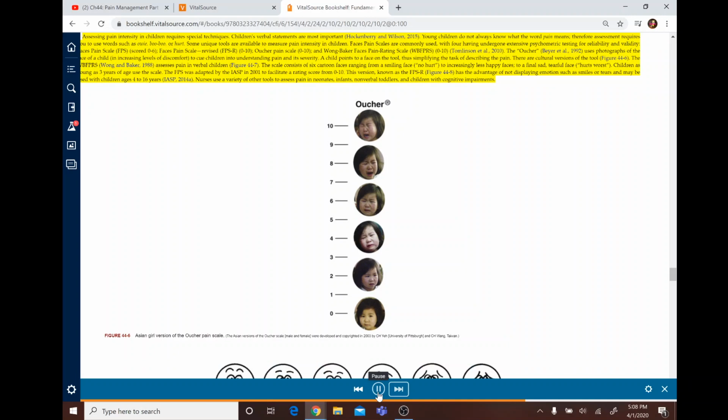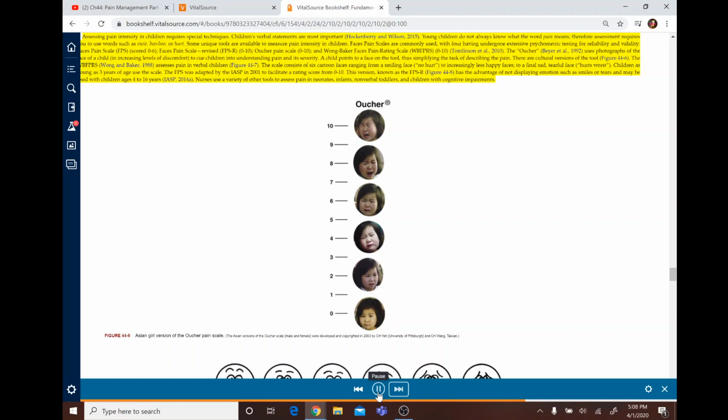Assessing pain intensity in children requires special techniques. Children's verbal statements are most important. Hockenberry and Wilson, 2015. Young children do not always know what the word pain means, therefore assessment requires you to use words such as ouchie, boo-boo, or hurt. Some unique tools are available to measure pain intensity in children. FACES pain scales are commonly used, with four having undergone extensive psychometric testing for reliability and validity.